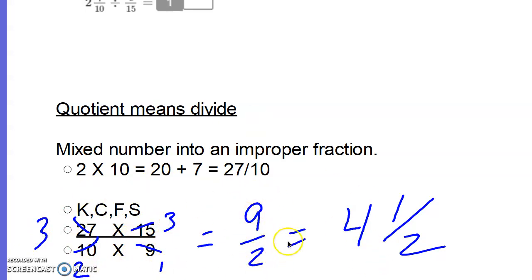Now we have it as an improper fraction. We want to turn it back into a mixed number. So 2 goes into 9 4 times. 4 times 2 is going to give us 8. 9 take away 8 is going to give us 1. So we are left with 4 whole pieces and 1/2.